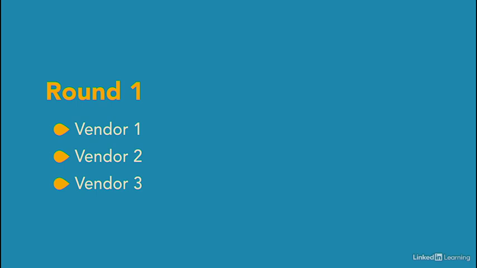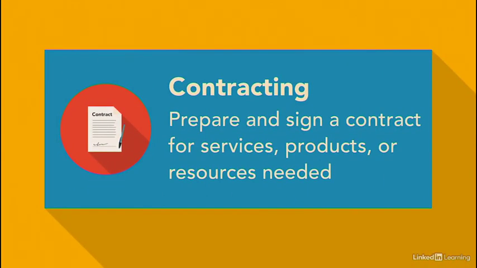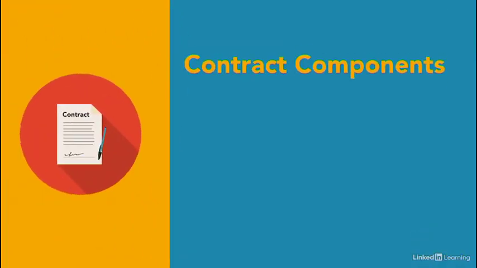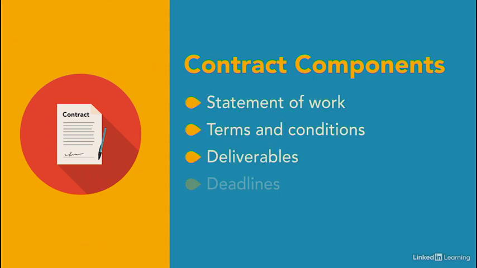For example, in the scheduling system project, you might ask the top 2 candidates to demonstrate their systems and show how features satisfy project requirements. Contracting is when you prepare and sign a contract for the resources you need. Contracts usually include a statement of work, terms and conditions, deliverables, deadlines, and of course, the price.